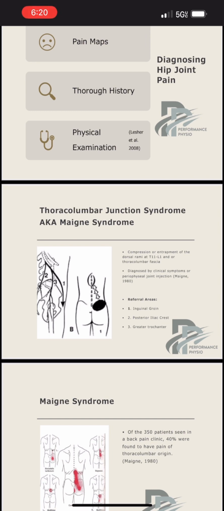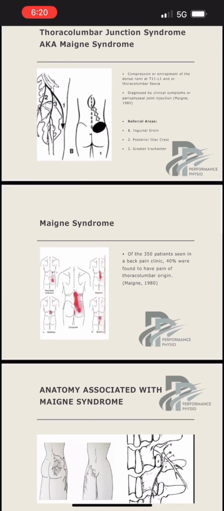Also, when you look at the Maigne study done back in 1980, it's kind of an oldie but goodie. He was looking at 350 patients that came into a back clinic, and he noted that 40% of them actually had pain in the low back and buttock area, or groin or lateral hip, coming from the thoracolumbar junction.